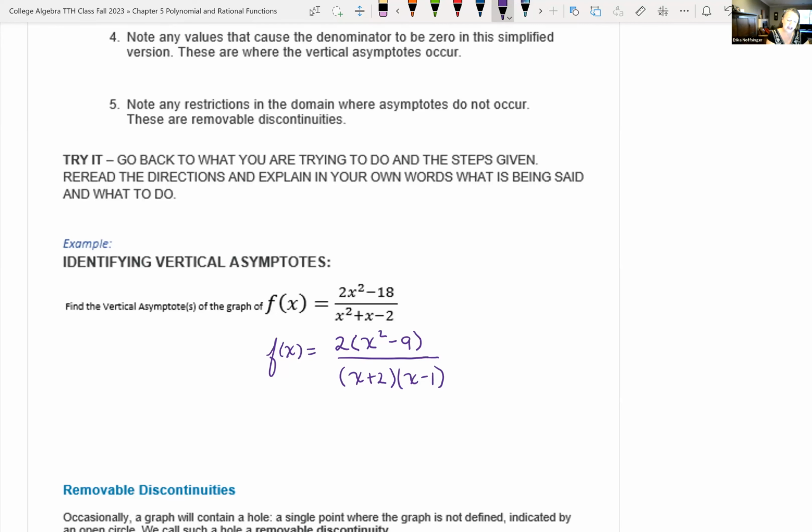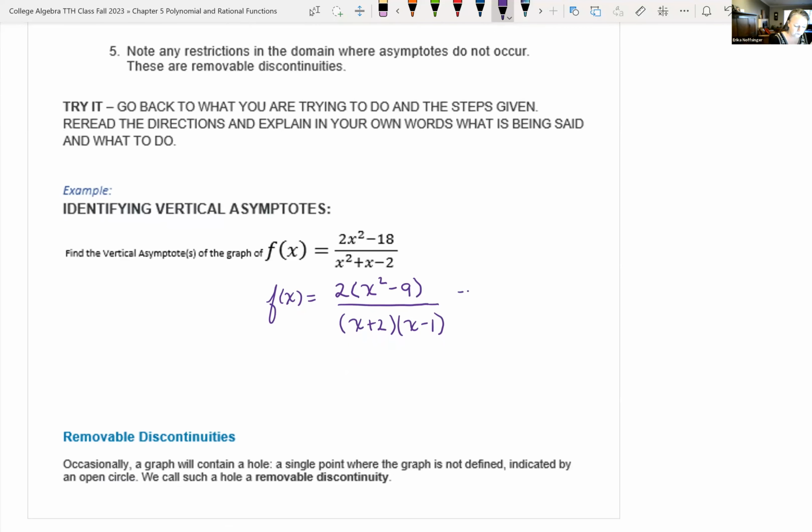I noticed that I can factor a little bit further in my numerator. I noticed that the factor left after I pulled out the 2, x squared minus 9, is a difference of squares. And so we can factor that as x minus 3, x plus 3, all over our denominator, x plus 2, x minus 1.